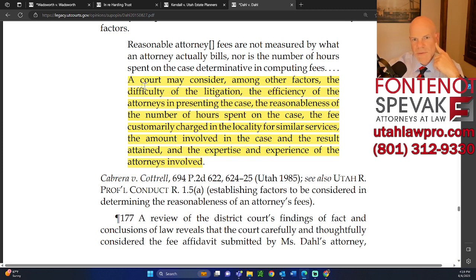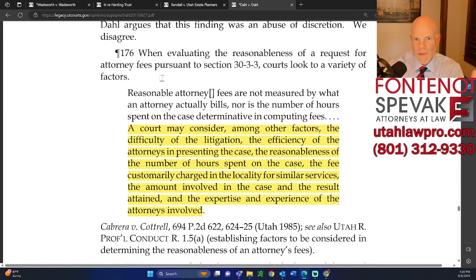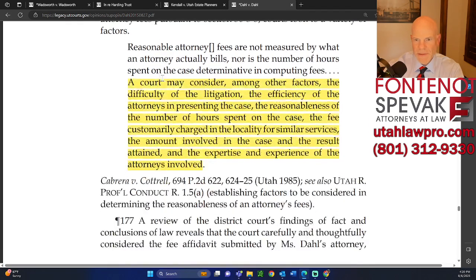involved. So this is one thing that if you're briefing up this issue, you're going to want to bring up these aspects like the difficulty of the litigation, the efficiency of the attorneys in presenting the case, the reasonableness of the number of hours spent on the case, the fee customarily charged in the locality for similar services, the amount involved in the case, and the result attained. These are all things that are going to factor into whether the attorney fee claim is reasonable.